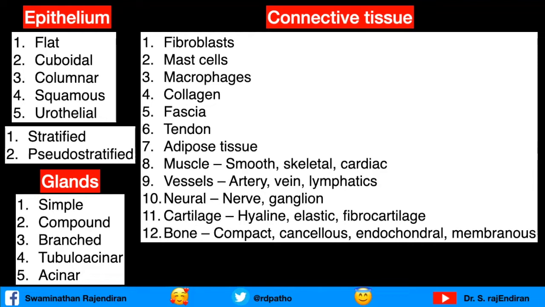In the connective tissue, you have to know about the morphology of fibroblasts, mast cells, macrophages, collagen, fascia, tendon, adipose tissue, and muscles that can be smooth, skeletal, or cardiac muscle. In the vessels, it can be artery, vein, or lymphatics, nerves and ganglion, hyaline, elastic, and fibrocartilage, compact and cancellous bone, or endochondral and membranous bone.